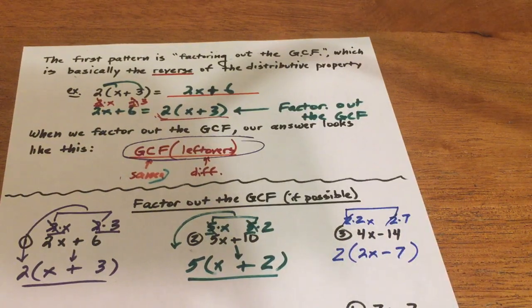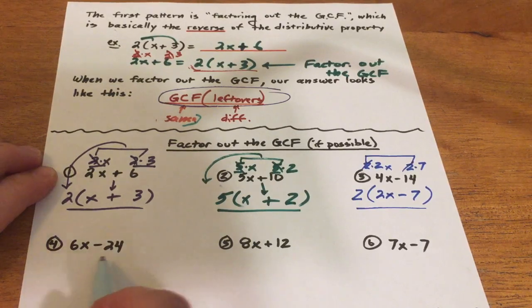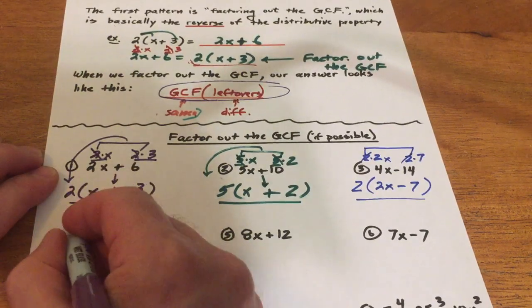Okay, let's go ahead and move on and take a look now at a problem that's a little bit different. I want you to try number 4. Okay, let's go through number 4. Hopefully your answer was 6 times the quantity x minus 4. Let's take a look at that one. As we take a look at 6x minus 24, I'm going to go ahead and factor the 6 into 2 times 3.